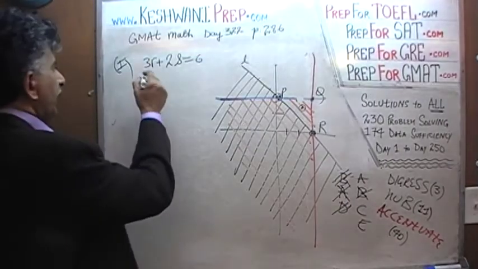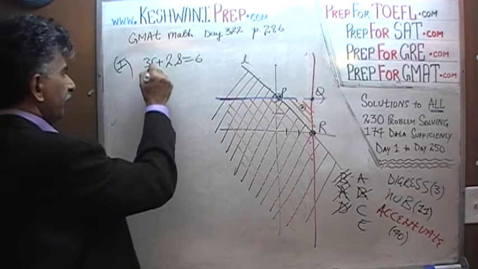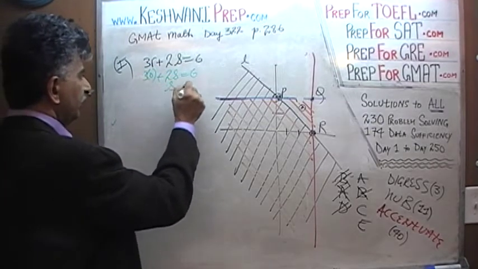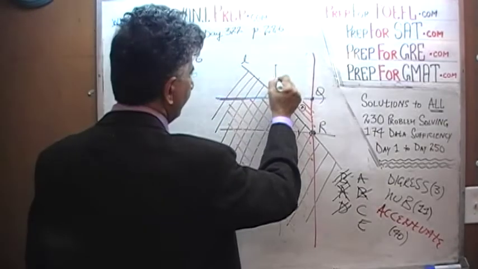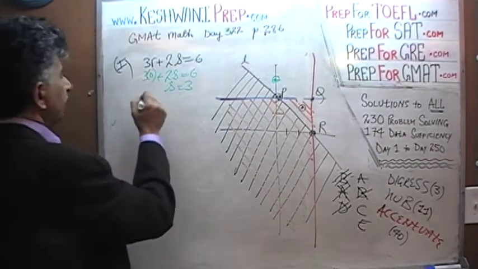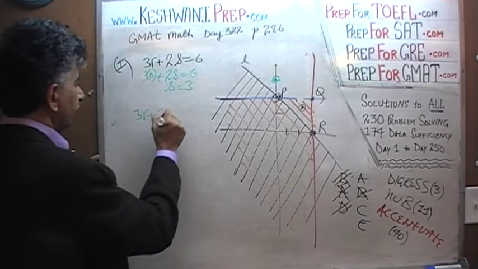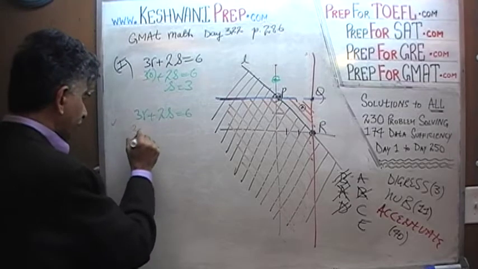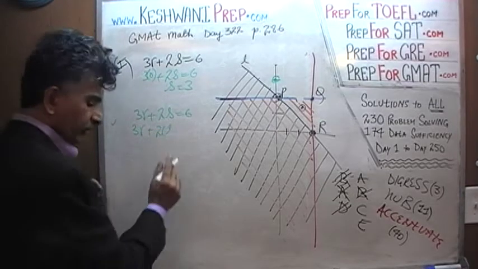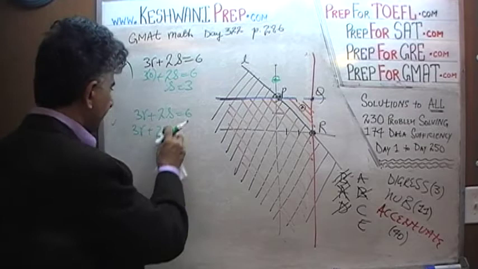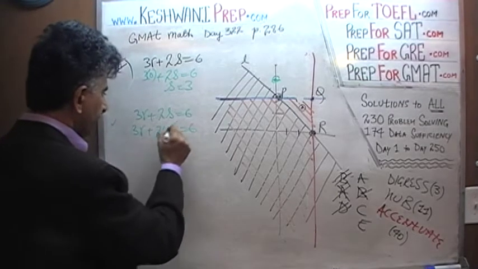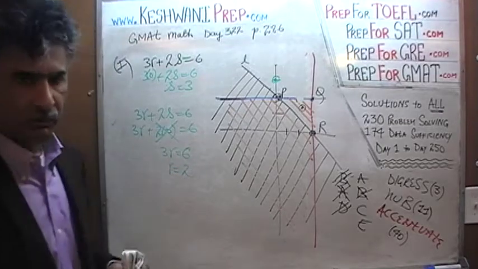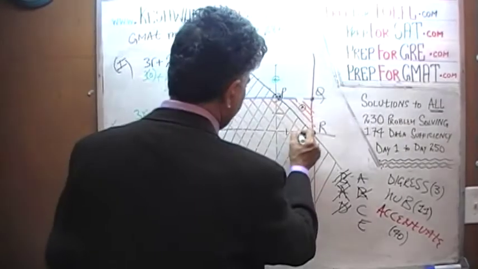So again, when R is equal to 0, 2S is going to equal 6 and S is going to equal 3. That's our Y coordinate. 3 is right here. And then similarly 3R plus 2S is equal to 6, and when S is equal to 0, that term is going to drop out and 3R equals 6, which means R equals 2. So this is our second condition, R equals 2 right here.